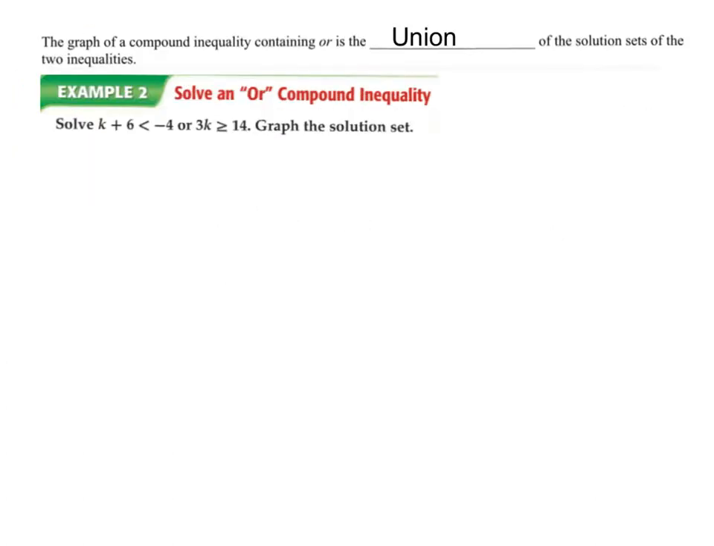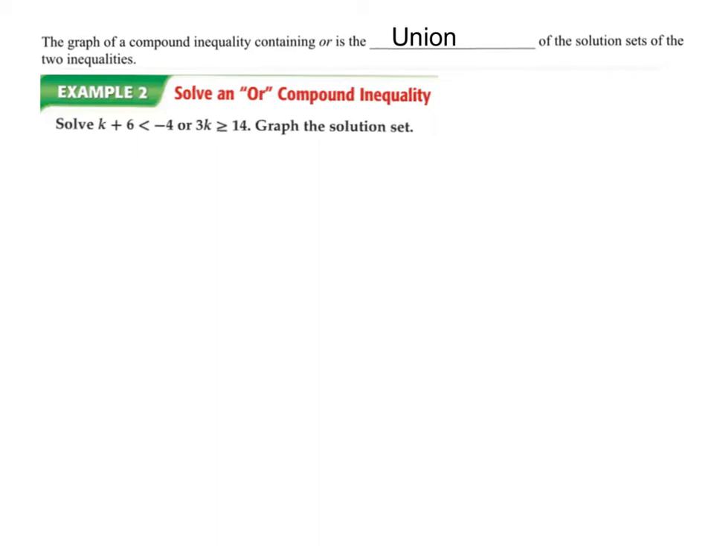The graph of a compound inequality containing "or" is the union of the solution sets of the two inequalities. That means when we graph this, we're just going to shade in anything that either one of them would be. So we're no longer looking for what they have in common. We're just shading in anything that either one of them would cover. So let's take a look at this example.